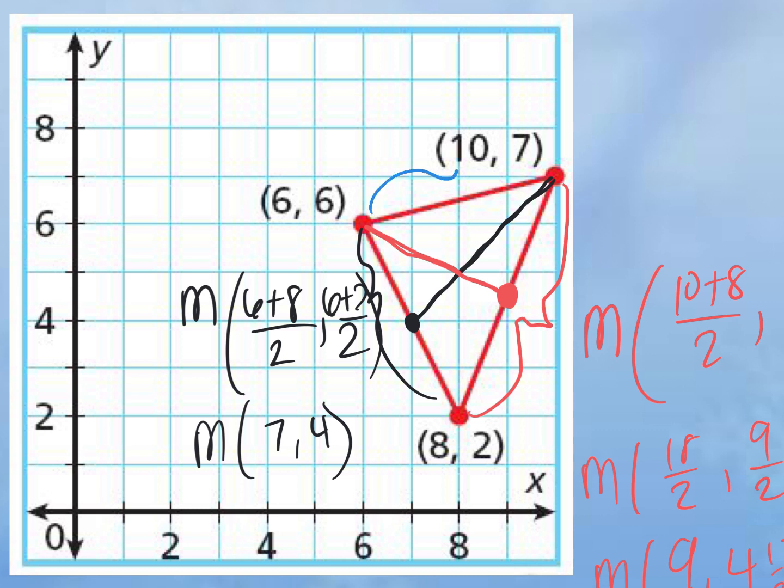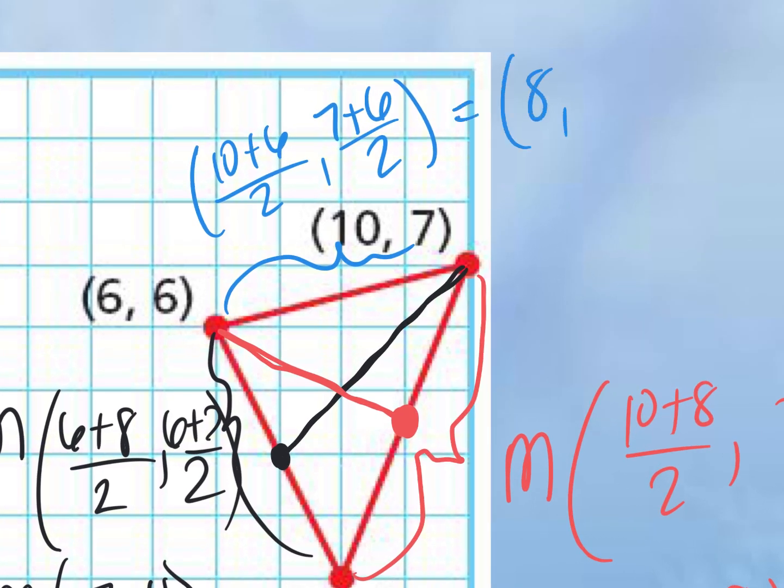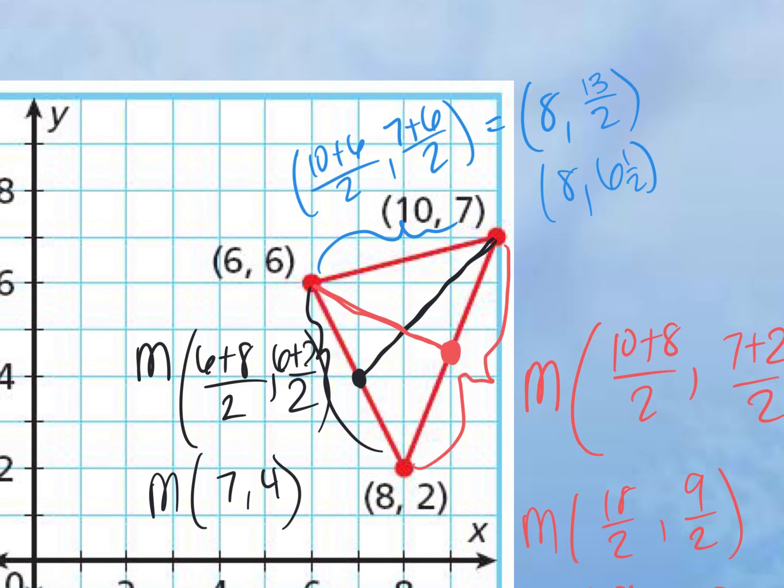You can do 10 plus 6 over 2, 7 plus 6 over 2. Yep. 10 plus 6 equals 16 divided by 2 is 8, because 7 plus 6 equals 13 divided by 2 is 6.5. So it's 8, 6.5. Very good, Nick. So we go to 8, 6.5. That's right here. And where do we connect this point to? 8, 2.